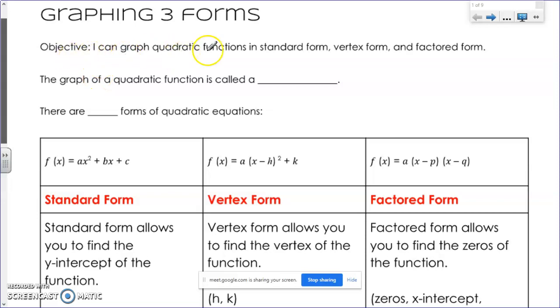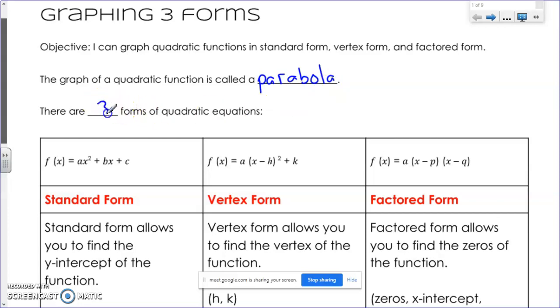So the objective: I can graph quadratic functions in standard form, vertex form, and factored form. The graph of a quadratic function is called a? Very good, parabola. Notice I say this a lot because when you hear that word or you see that word, you should know it is a U-shaped graph.